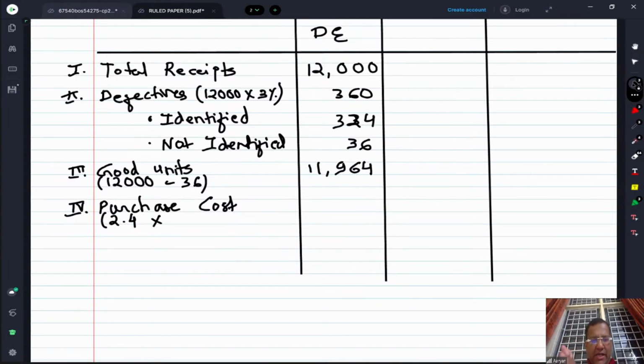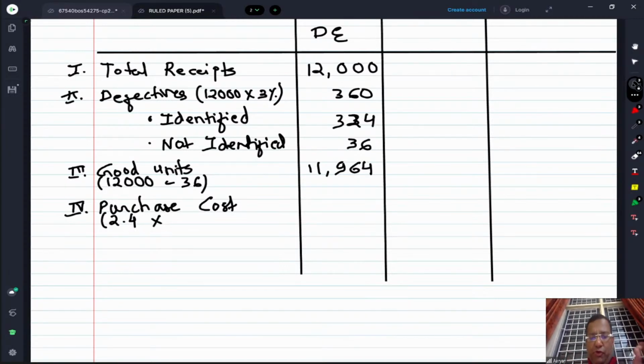Very good, beta. Aniket, Rahul, Jishnu, good, beta. Correct answer आपने दिया है. बहुत simple सा point है. I have purchased 12,000 units. Out of those 12,000 units, I have returned 324 units at the point of inspection. Therefore, on those 324 units which I have returned, I need not make payment. So the payment which I have to make is 11,676 units. Okay, 12,000 minus 324.